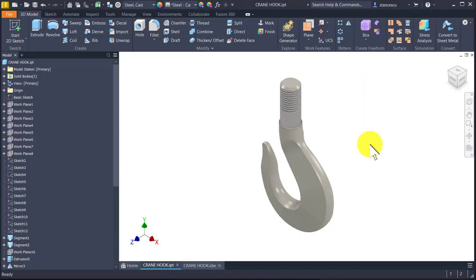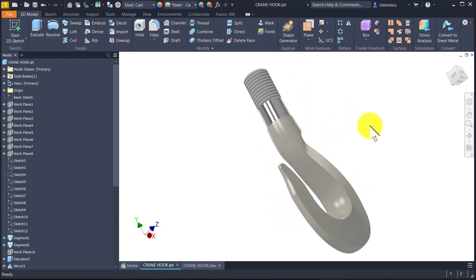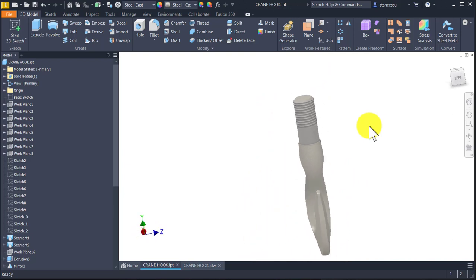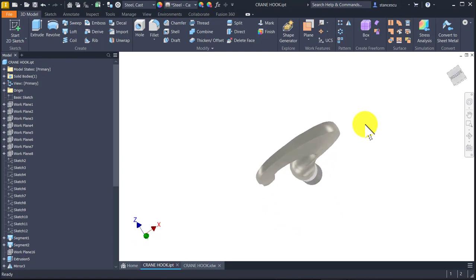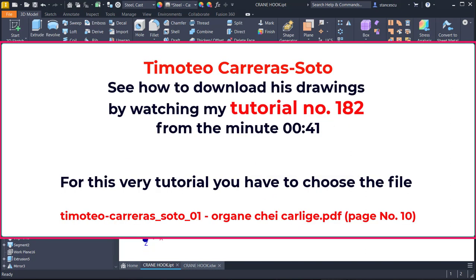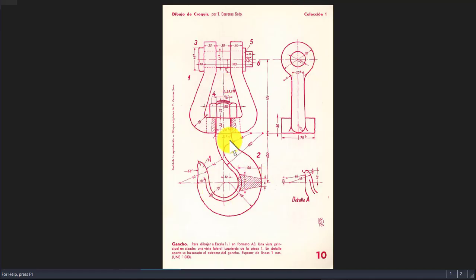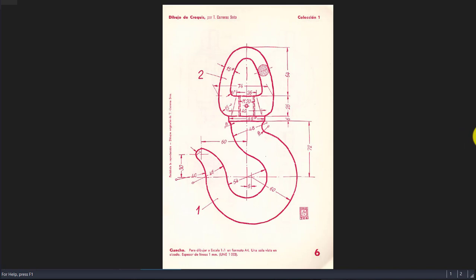Hi my friends, today we model this part which has the name crane hook. It is also taken from the drawings of Timoteo Carrera Soto. As you can see, this is the hook, and Timoteo has a lot of hooks. Look here.